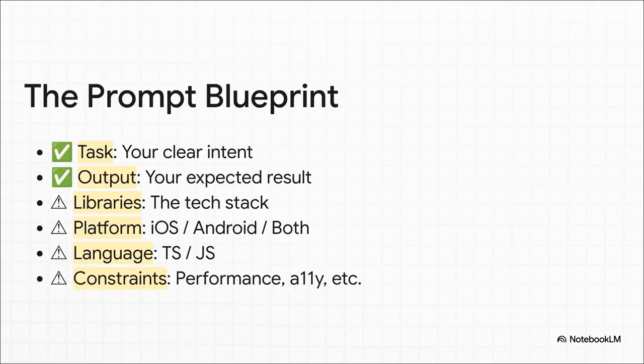So, let's put it all together. The two required pieces are a clear task and a defined output. You absolutely need those. Then, the recommended parts, libraries, platform, language, and constraints, those are what take your prompt from just good to truly great. The big takeaway here is simple. The more context you give the AI, the better the result is going to be.